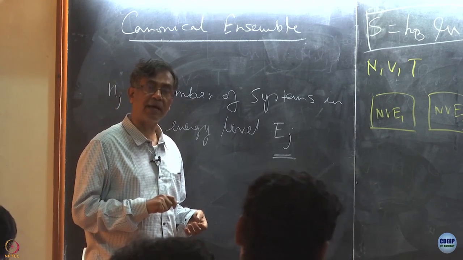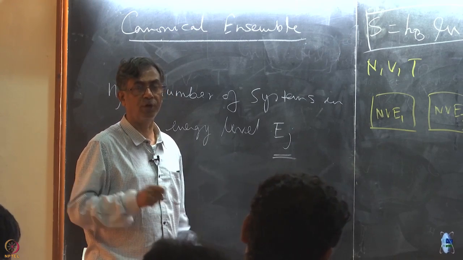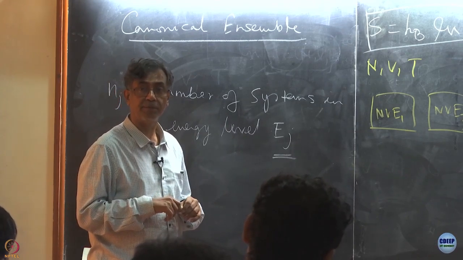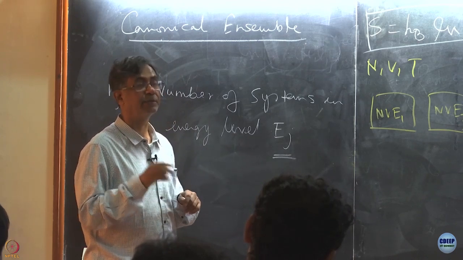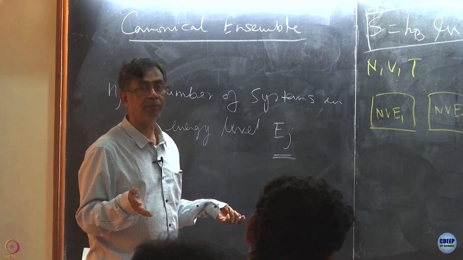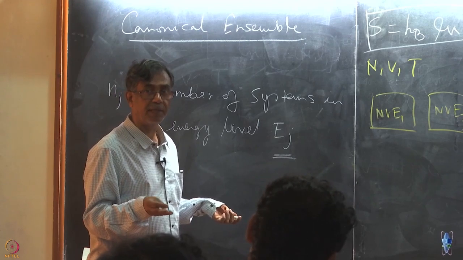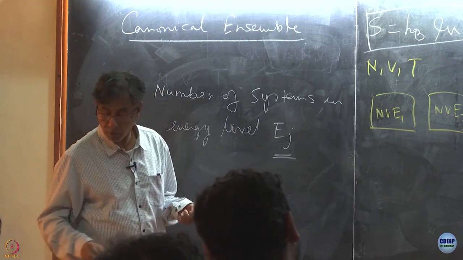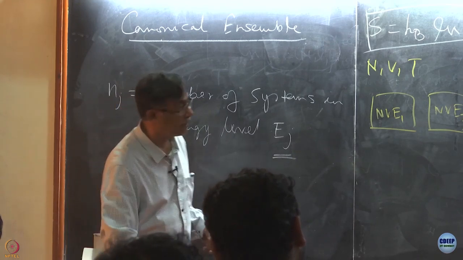Who determines what is the average value, and who determines what is the width of the distribution? Width of the distribution is given by the specific heat. Who determines what average energy it will be? It is by the intermolecular interactions and density and volume, N and V. So now those things must be put in as a constraint.